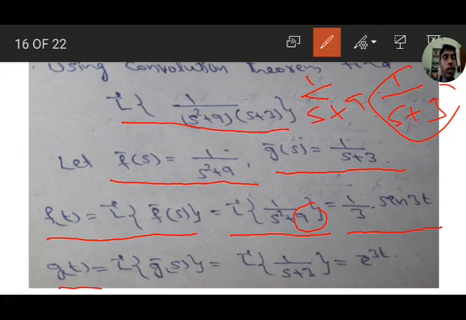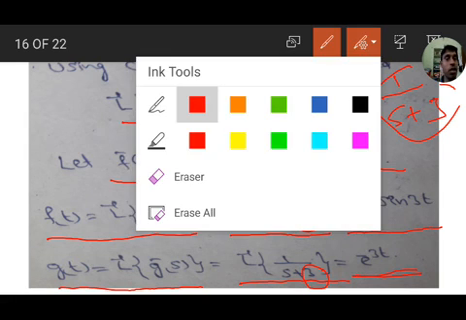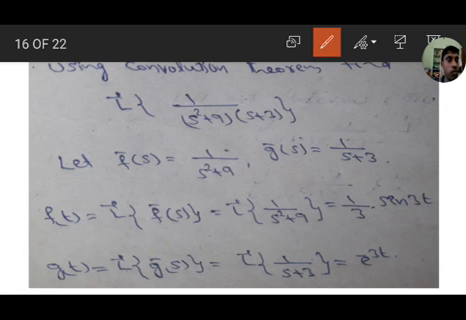Then g of t equals L inverse of g bar s, that is L inverse of 1 by s plus 3, which equals e to the power of minus 3t. L inverse of 1 by s plus a has the formula e to the power of minus at. Here a equals 3, therefore e to the power of minus 3t. So here f of t is 1 by 3 sin 3t, and g of t is e to the power of minus 3t.